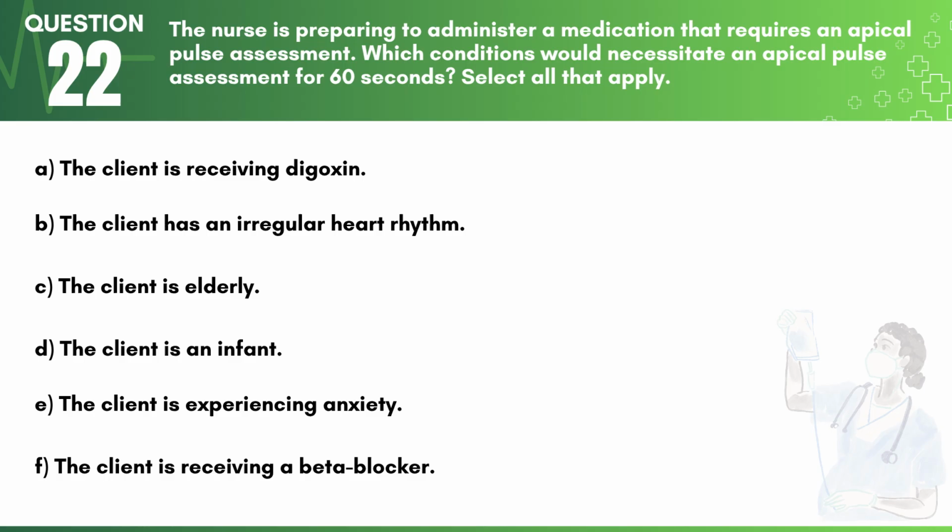Question 22. The nurse is preparing to administer a medication that requires an apical pulse assessment. Which conditions would necessitate an apical pulse assessment for 60 seconds? Select all that apply. A. The client is receiving digoxin. B. The client has an irregular heart rhythm. C. The client is elderly. D. The client is an infant. E. The client is experiencing anxiety. F. The client is receiving a beta blocker.